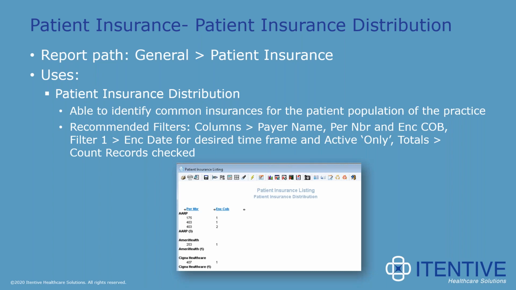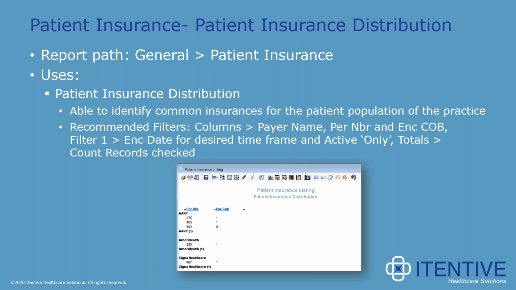Some of the recommended filters here, that first column that would typically be used for this insurance distribution report, is kind of an obvious one, and that's the payer name. You also can include a column such as the person number, for example, and that's going to give you a patient identifier on that report if you did want to use that to do any follow-up tracking.